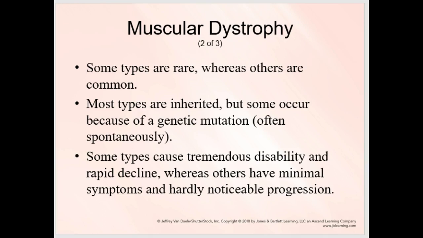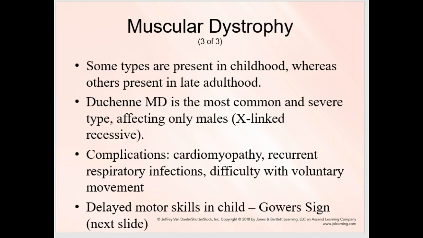Some types are rare, some are common. Most types are inherited, usually a genetic mutation. Some can cause tremendous and aggressive decline, whereas some have minimal symptoms. Some begin in childhood, some are older. I think the most common one is going to be Duchenne. And this is, as I could see in genetics, going to affect only males as an X-linked recessive genetic presentation.